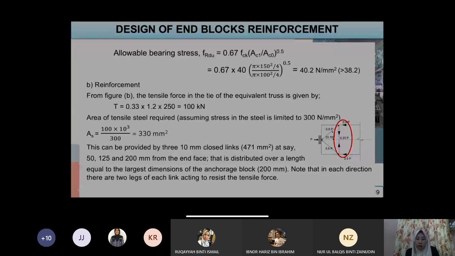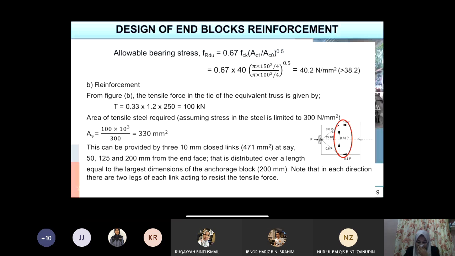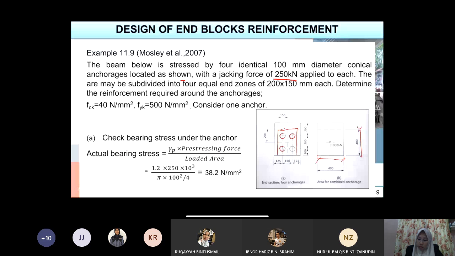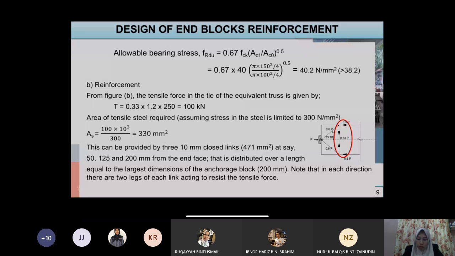So 38.2, and then you have the allowable, which is around 40.2. So you check the one tendon with the allowable as well. Okay, that's one thing. Why 150 and 100? We are talking about 100 here. We consider it as circular, as you can see in the slide before, and the 100 is the tendon size.